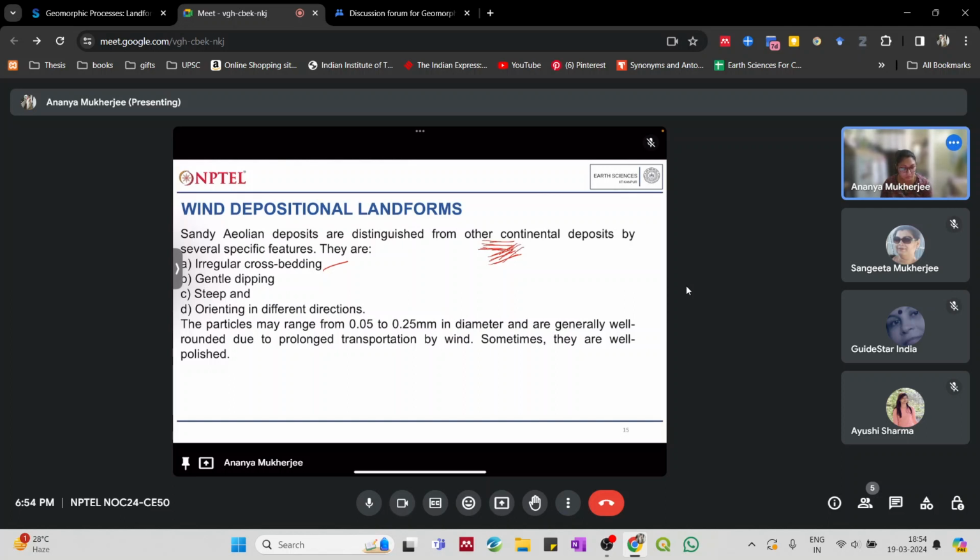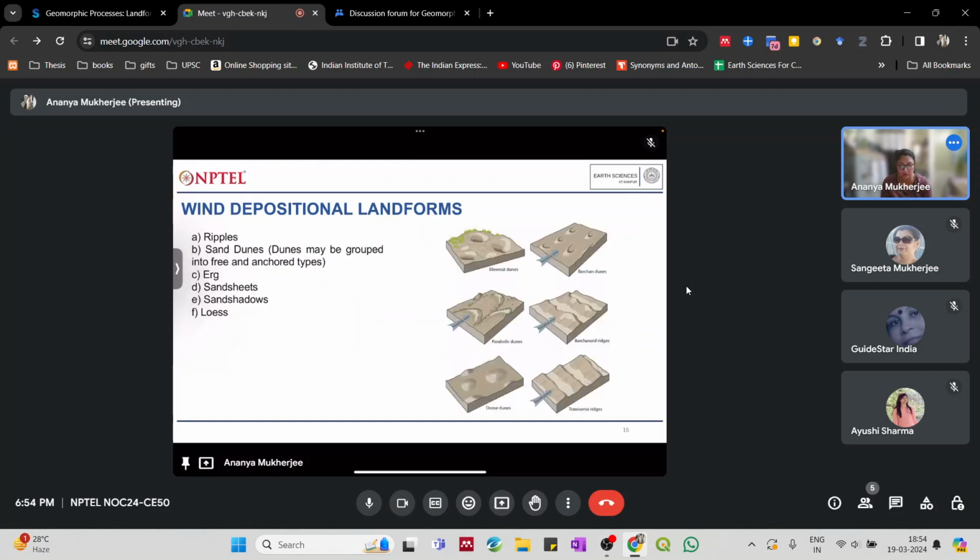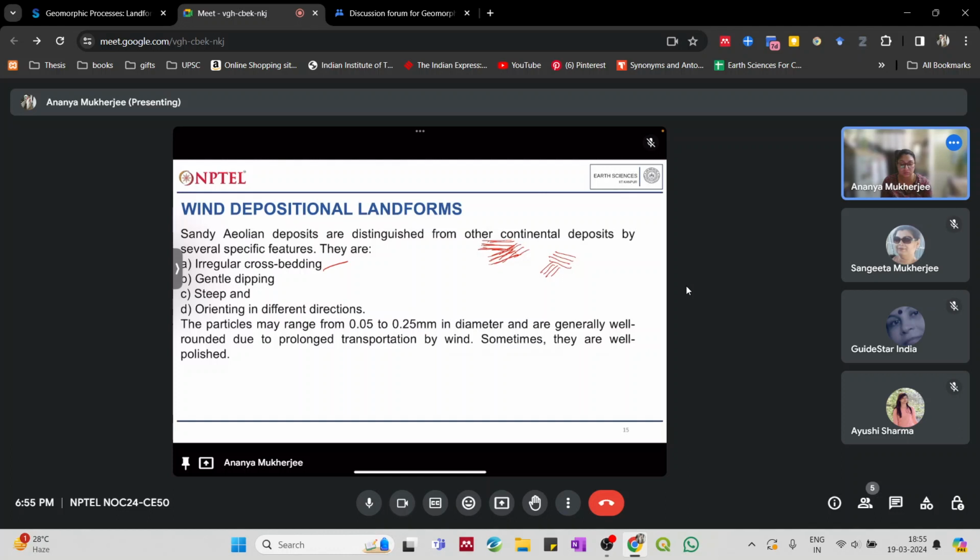So the change in the angle of the deposition of the material over here is actually called cross bedding. So the beds are actually crossing each other. It can also happen if the wind direction totally changes. So you will have irregular cross bedding, since wind is very prone to frequent changes in its direction. You will find that there are no regular intervals of this cross bedding.